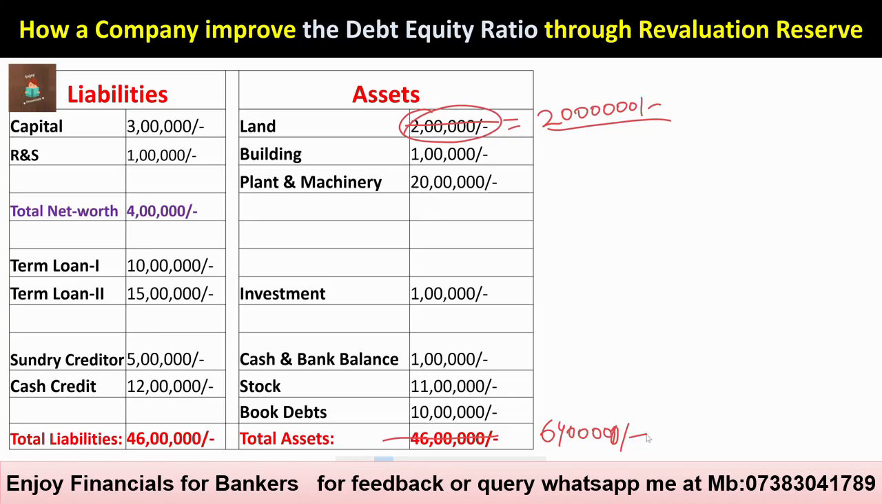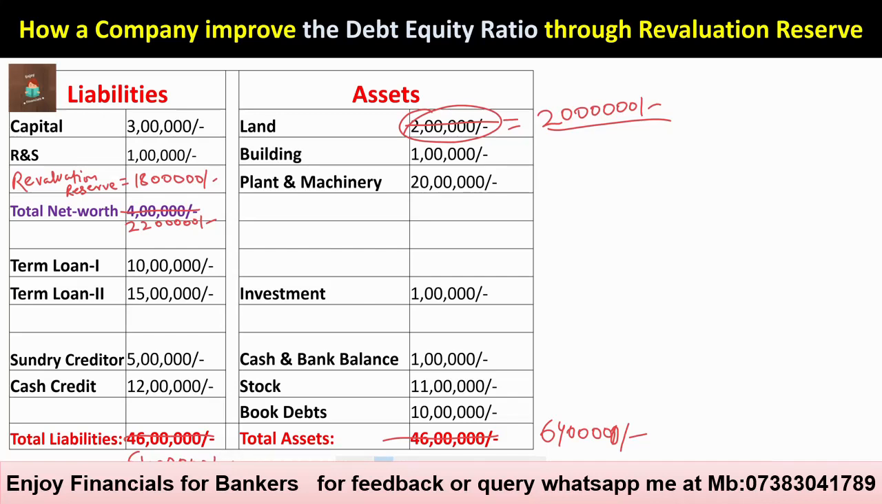Total 64 lakh. Likewise, on the liability side now, they will create one head. What will they write here? Revaluation reserve. How much will they write, friends? They will write 18 lakh rupees. The moment they write 18 lakh rupees, the net worth of the company will no longer be 4 lakh rupees. It will increase, and the total net worth of the company will now be 22 lakh rupees. And the size of the balance sheet on the liability side will also increase to 64 lakh.